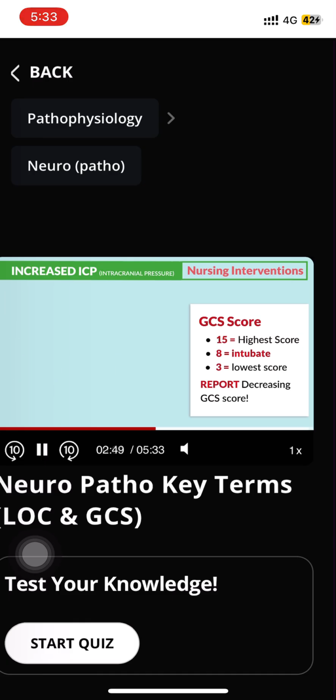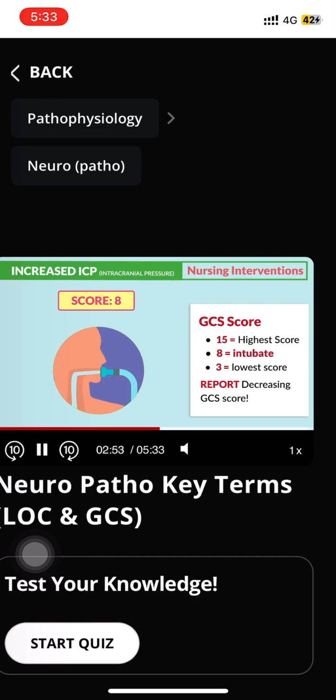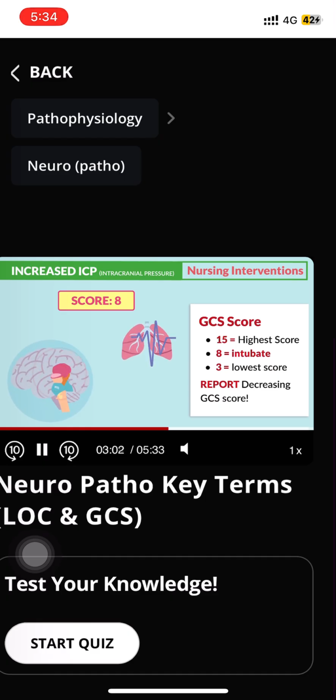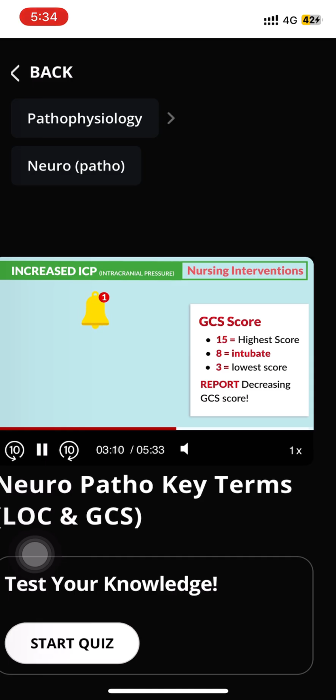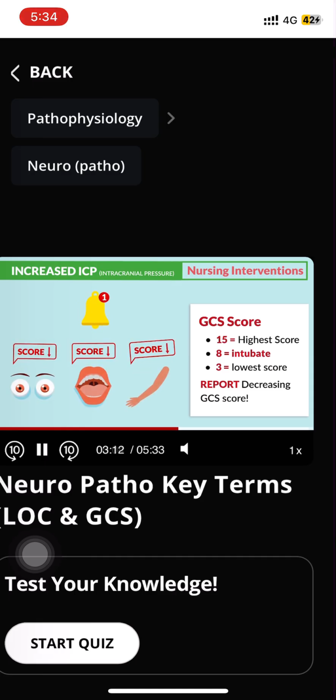So the key number here to know is less than 8, we must intubate, since these clients are in a coma. Basically, the ICP is getting so bad that the brainstem is being herniated, basically crushed, crushing the drive to breathe and the heart rate. And the patient obviously slips into that coma. So the priority here is to notify the provider immediately for any GCS numbers that are decreasing. They should not be decreasing, they should only be increasing here.